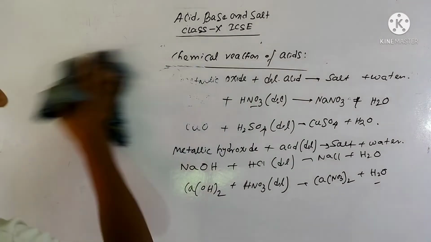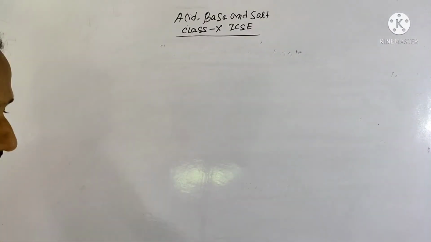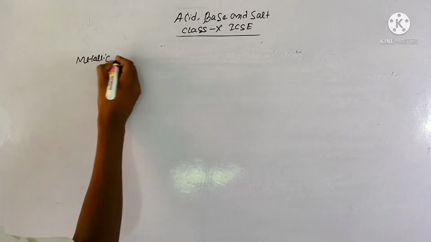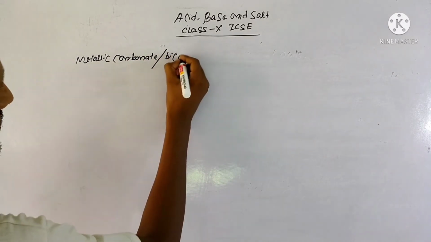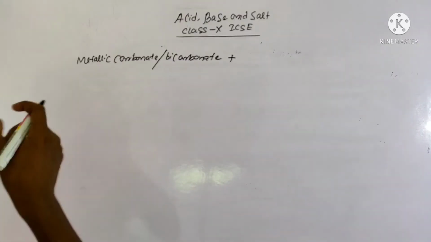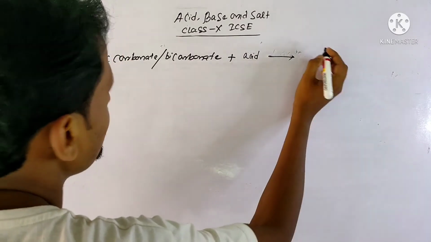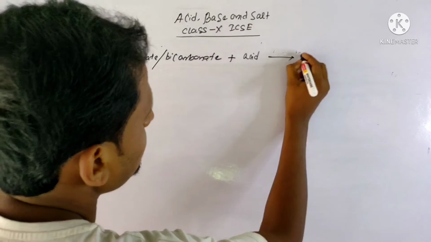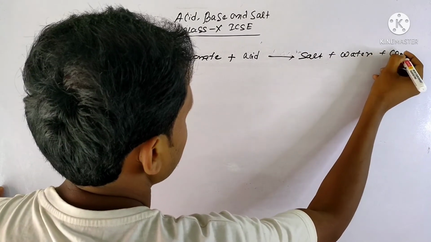Okay, done. So next is whenever a metallic carbonate or bicarbonate reacts with acid, dilute acid, first of all it will form a salt plus water plus carbon dioxide.